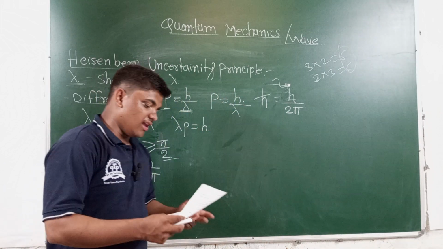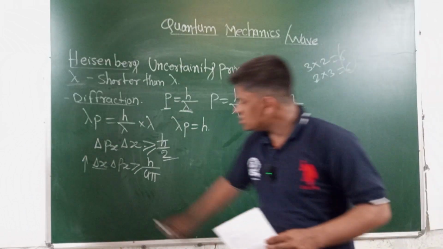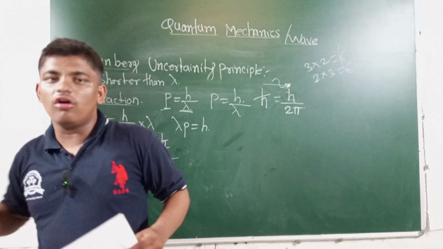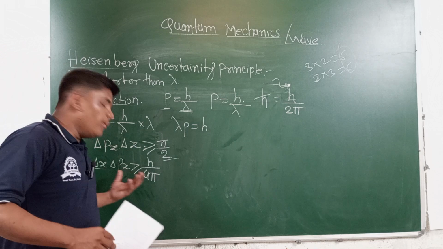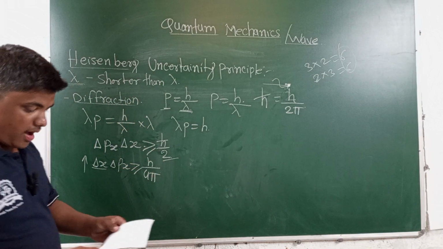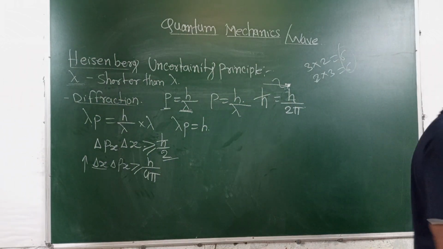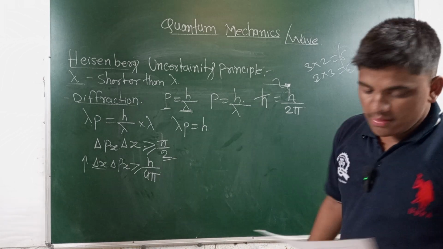Again, the same thing has been explained. The uncertainty principle states that the product of the uncertainty of the position of that particle and the uncertainty of the momentum of that particle is greater than or equal to h upon 4 pi, where delta x and delta p are the irreducible minima.